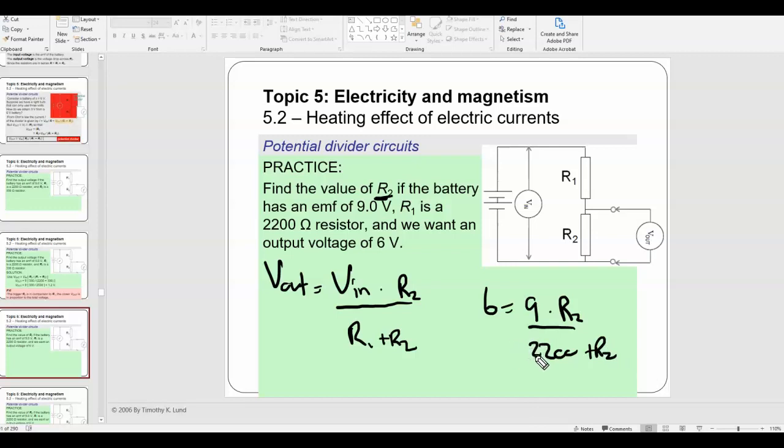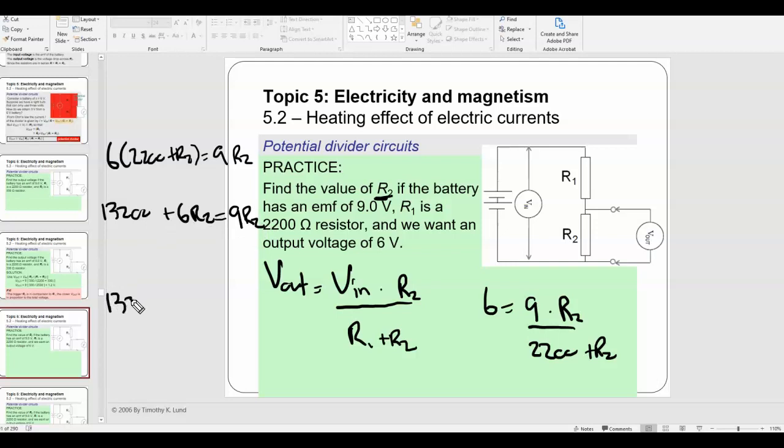So I'm going to have to do a little bit of rearranging here. I'm going to have to multiply both sides by 2200 plus R2. So that gives me 6 times 2200 plus R2 equals 9R2. I need to distribute that 6. Okay, so I'm going to do 6 times 2200. That's 13,200 plus 6R2 equals 9R2. And then subtract both sides and divide.